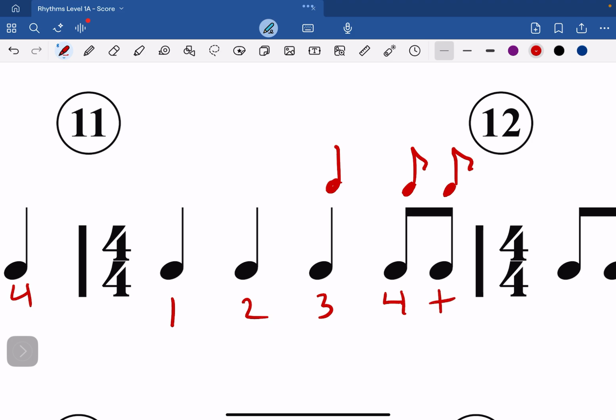All right, let's go ahead and try to clap and count this 4 times. 1 and 2 and ready and go. 1, 2, 3, 4 and ooh, I messed up that one.